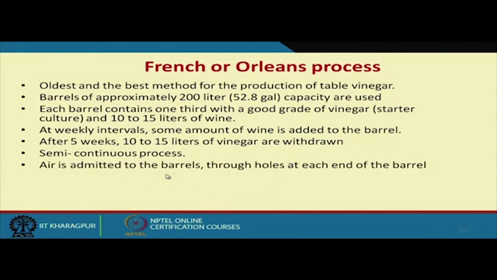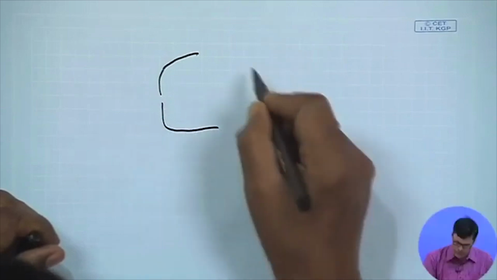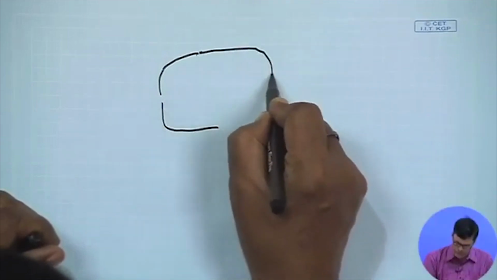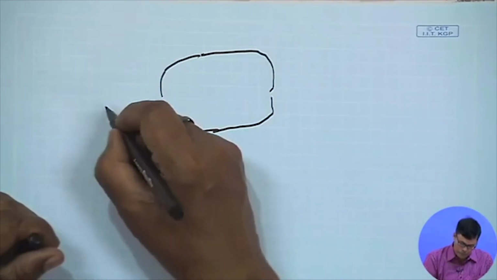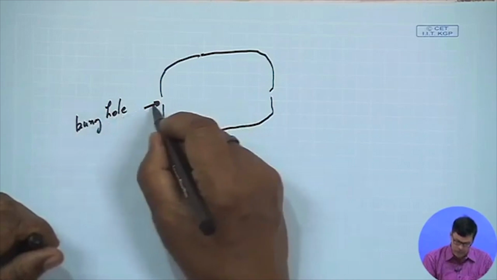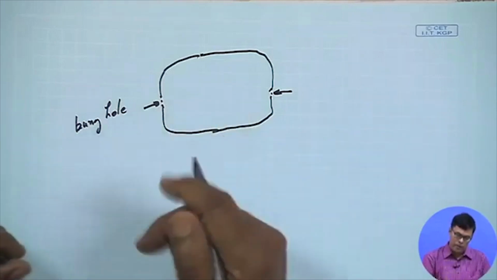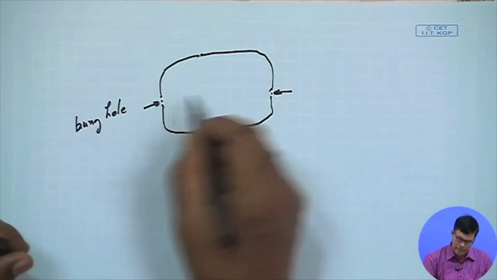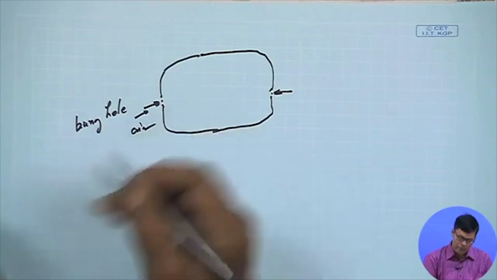Air is admitted at the barrel through the holes at each side of the barrel. I can show you this. It looks like this. This is called the bung hole. This is a hole where the air goes, but we put some kind of membrane here, so that no flies and other things can enter into the system. At the same time, air can enter into the system through this.